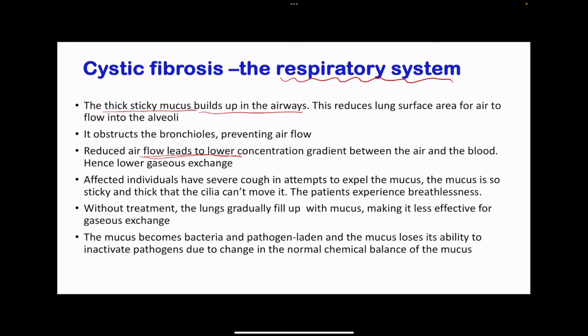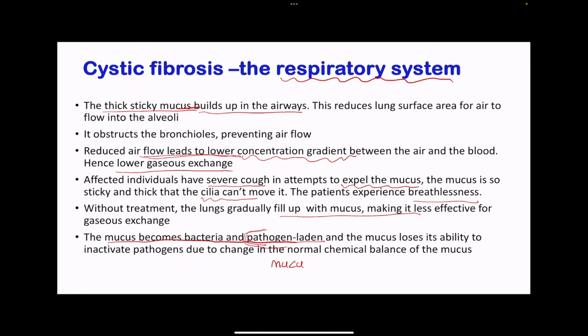Because of this reduced airflow into the lungs, the concentration gradient is going to be lowered, and that means the gaseous exchange is going to be at a lower rate. People who are affected with this condition will have severe cough in attempts to eliminate the mucus that builds up. Without treatment, the lungs will gradually fill up with the mucus, making it less effective for gaseous exchange. Mucus becomes bacteria and pathogen laden, and that means it's going to cause other infections within the gaseous exchange system or the respiratory system. You need to remember that mucus has antimicrobial properties, but because the mucus becomes thick and sticky, the antimicrobial properties are going to be lost.